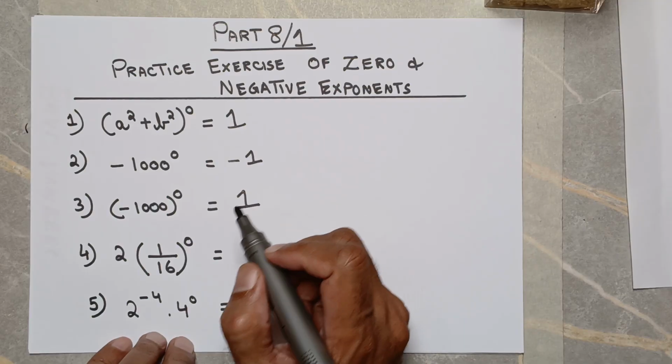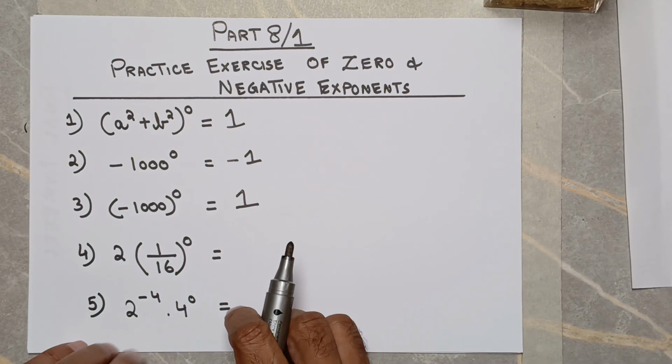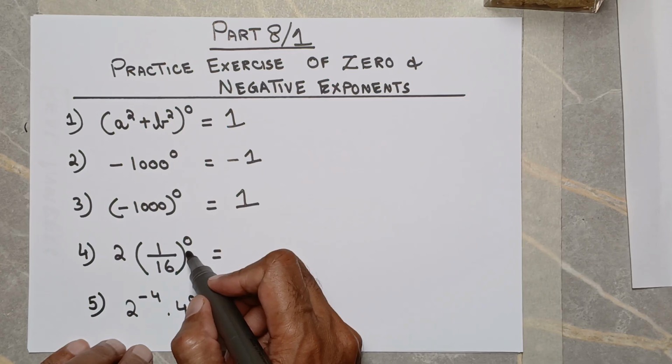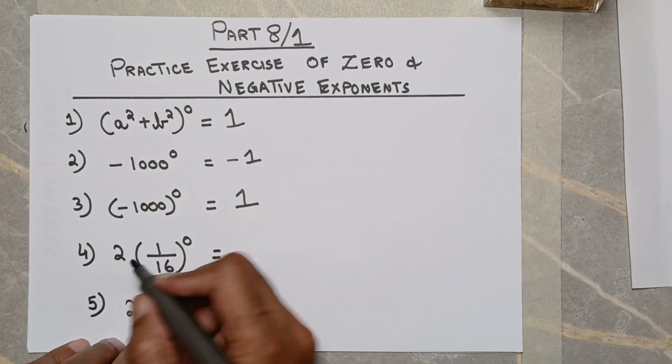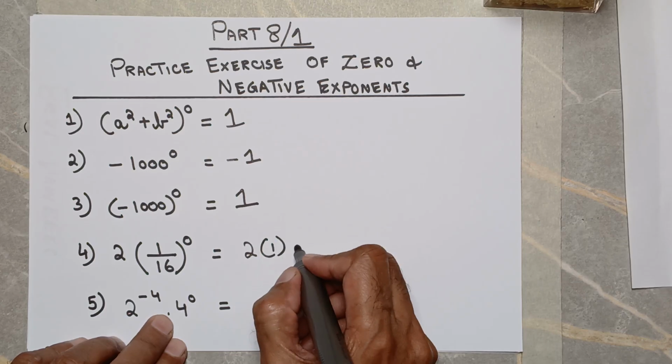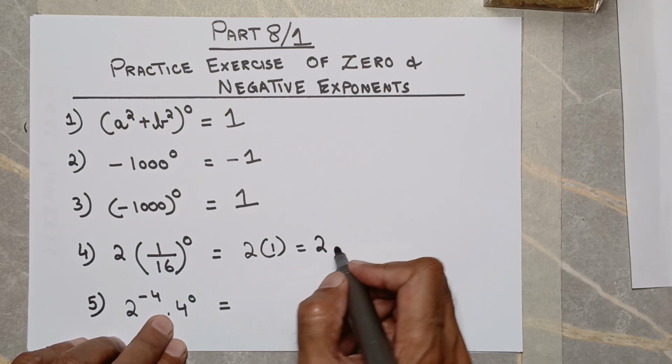Now question number 4 states 1 by 16 and the whole 0, that will be converted to 1, and the 2 will remain in its own place. Now it will be written as 2 multiplied by 1, and the answer is simply 2.